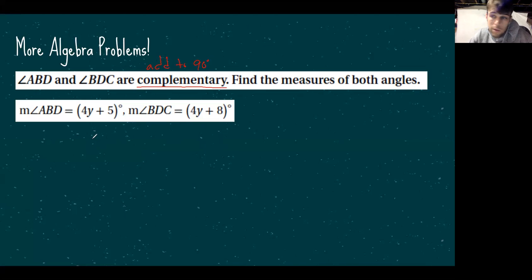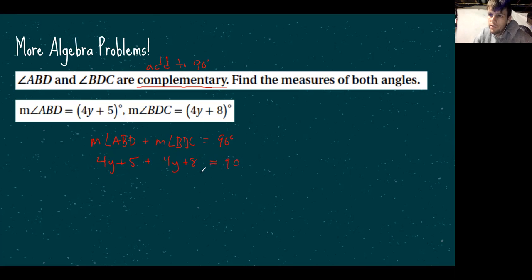So basically what we're saying is that these two measurements, measure of angle ABD plus measure of angle BDC, equals 90 degrees, right? Again, that's complementary. We need to pay specific attention to whether we're talking about complementary or supplementary. That's going to make a fairly large difference in our final answer. So in this case, we're adding to 90. Now I need to substitute in the algebraic expressions that represent our different measurements. So this one is 4y plus 5, and this one is 4y plus 8. Those are going to add together to equal 90 degrees.